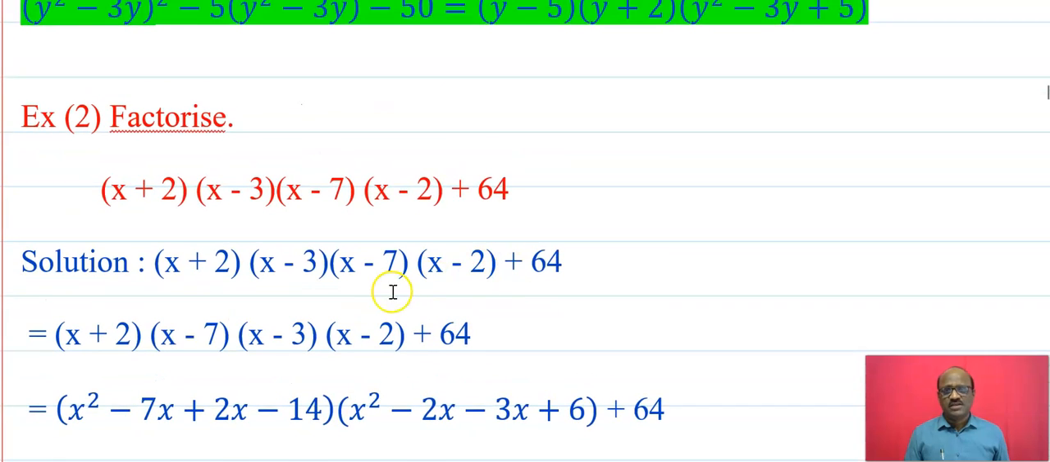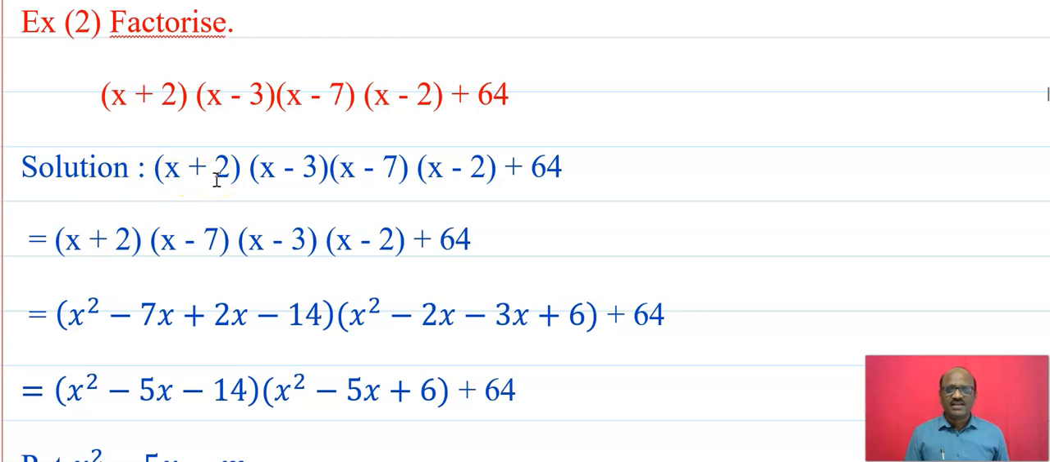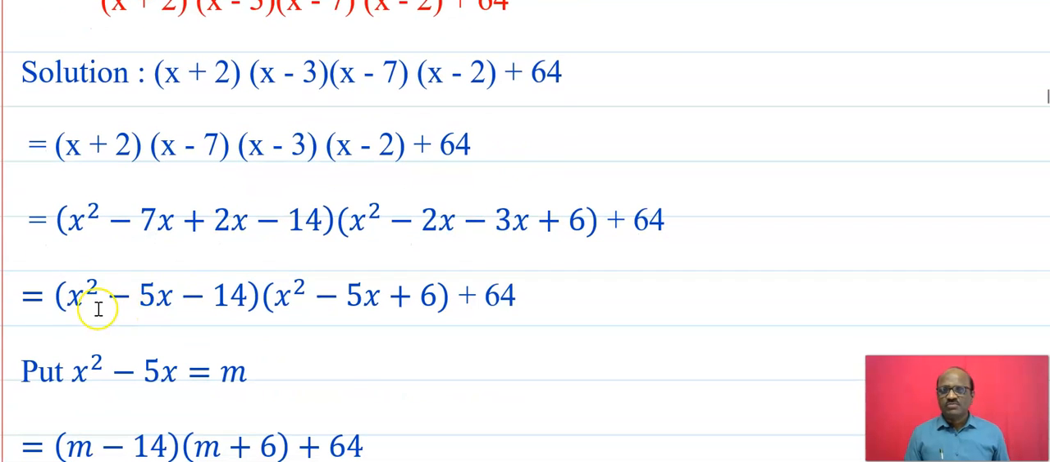So for this we have to select the bracket by trial and error method so that we will get the common term. What should it be? x square minus 5x.